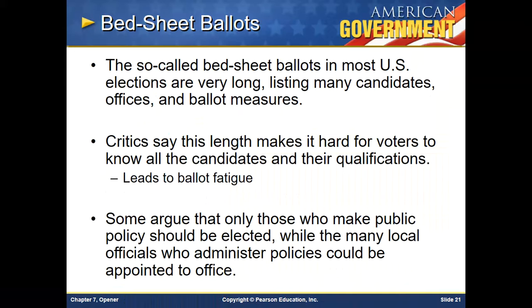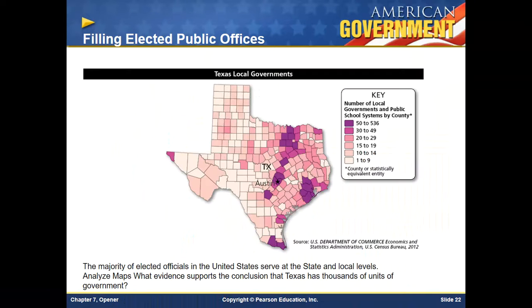Some people say that they should really not elect so many local offices. If it's a person that actually makes policy, then yes, they should probably be elected. But if it's somebody that is just carrying out a public duty, such as a clerk or a surveyor or an engineer, maybe some of those should be appointed instead of actually elected to cut down on this bed sheet ballot. This shows the number of local government and public school systems by county in Texas, and you can see just how long some of their ballots might get with all of these different districts that they have to vote for.